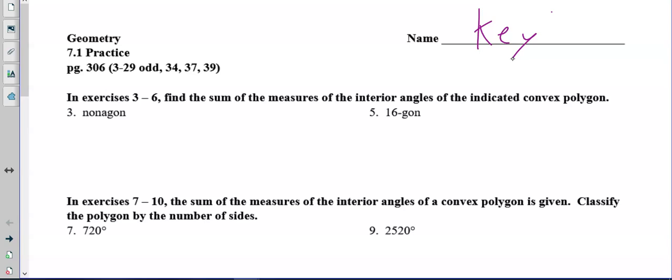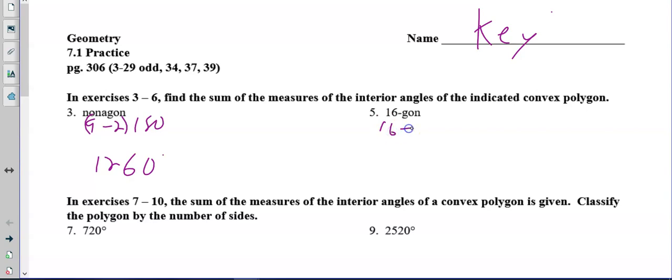All right, find the sum of the measure of the interior angles of the indicated convex polygon. So a nonagon means a 9-sided figure. So the formula is 9 minus 2 times 180. So that is 1260 degrees.